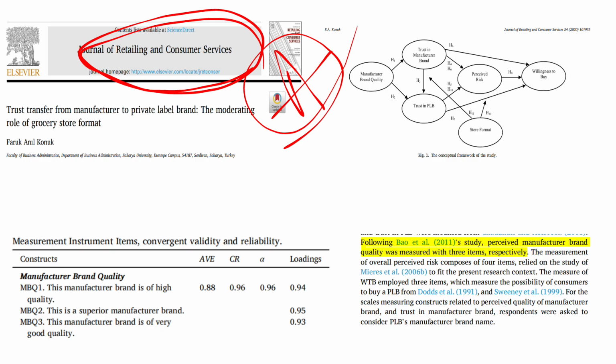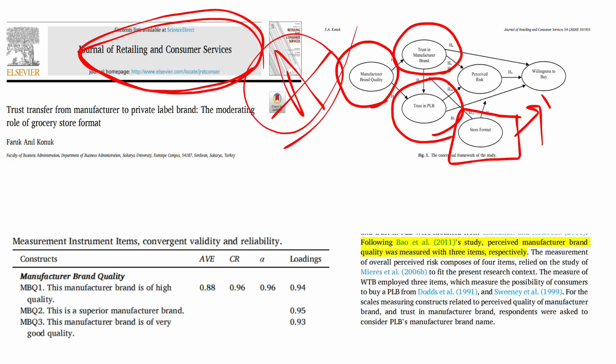In this model, they have taken very different constructs. This is a construct, this is another construct, and this is another construct. They have taken the store format as a moderator, and this is the dependent variable. Perceived risk acts as a mediating factor between trust in the manufacturer brand and willingness to buy, and between trust in PLB and willingness to buy.